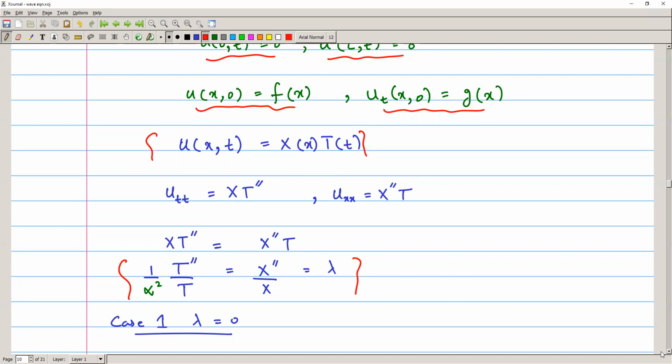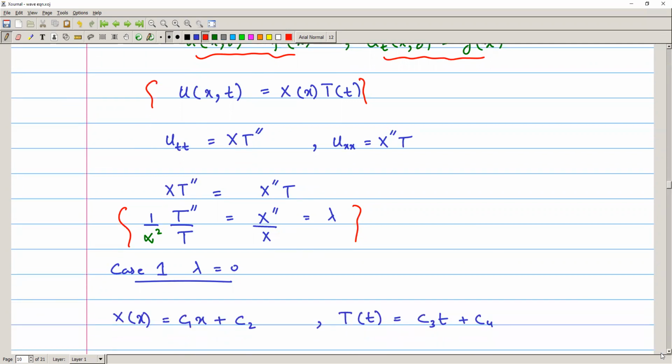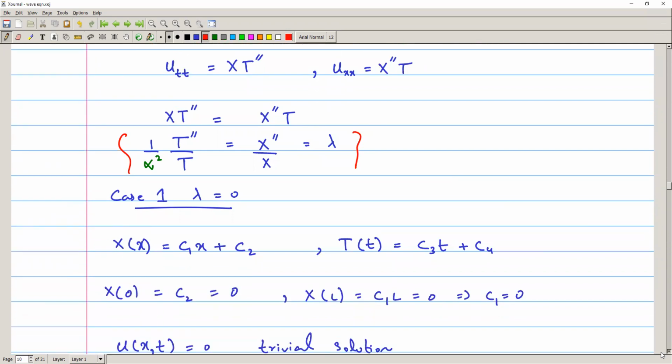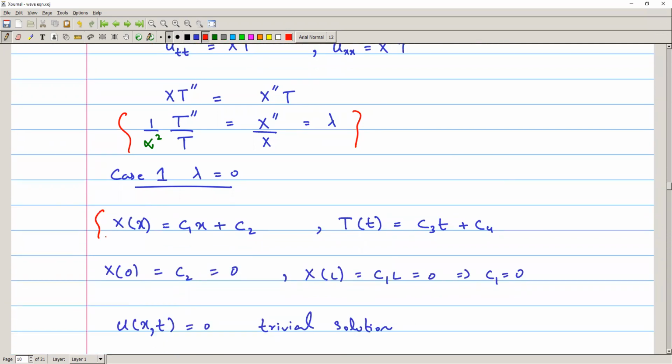For the first case, when lambda is equal to 0, we know that this is the solution for X, and now this will be the solution for T. The difference between the wave and heat equation is that we have a second derivative of both functions, that is for the function of x and the function of t.